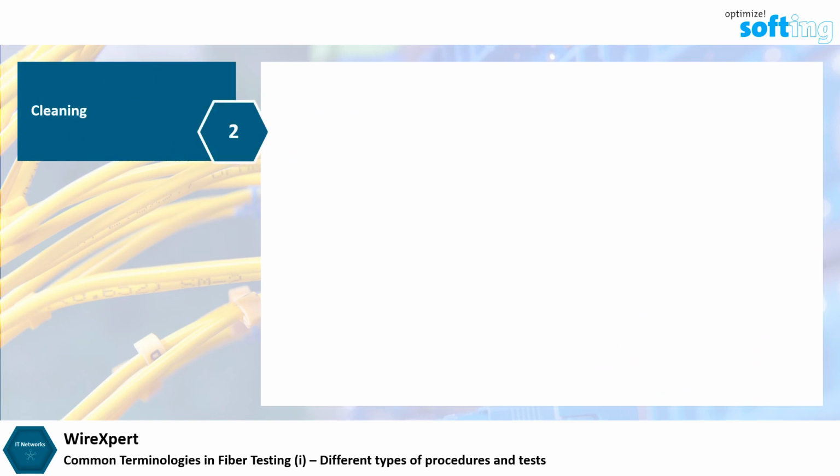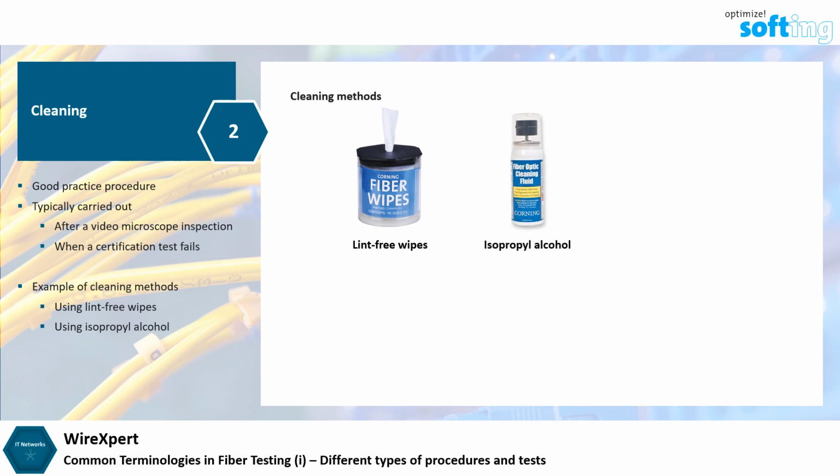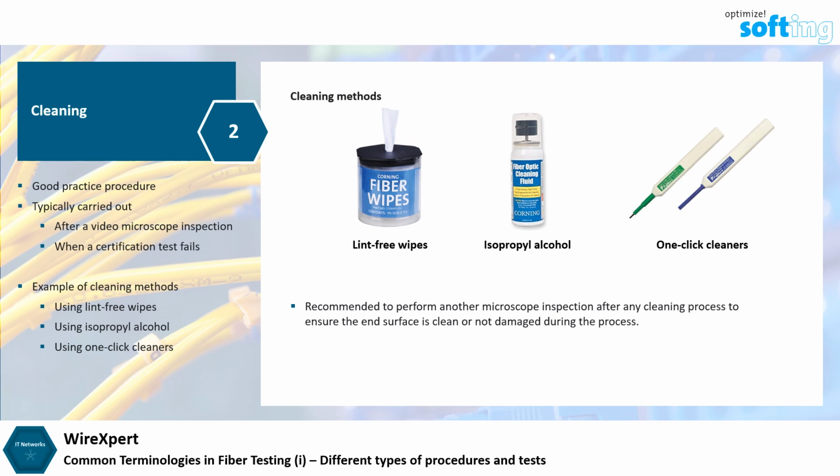Cleaning is technically not a type of test, but is a procedure that installers or technicians should practice. Cleaning is typically carried out after performing a microscope inspection or when certification test fails. There are a few methods to clean fiber optic end surfaces, such as using lint-free wipes, using isopropyl alcohol, or using one-click cleaners. It is recommended to perform another microscope inspection after any cleaning process to ensure the end surface is clean or not damaged in the process.